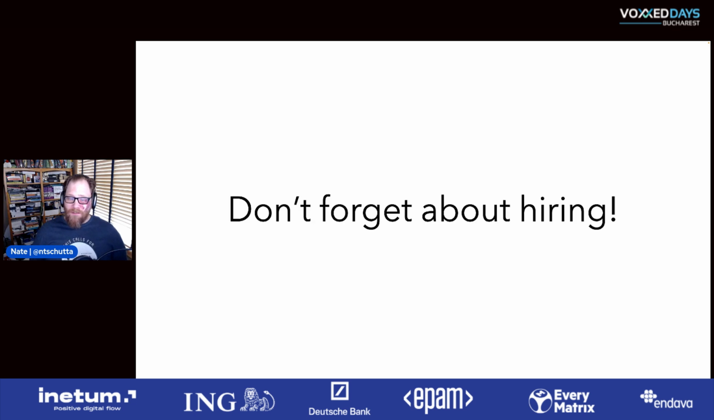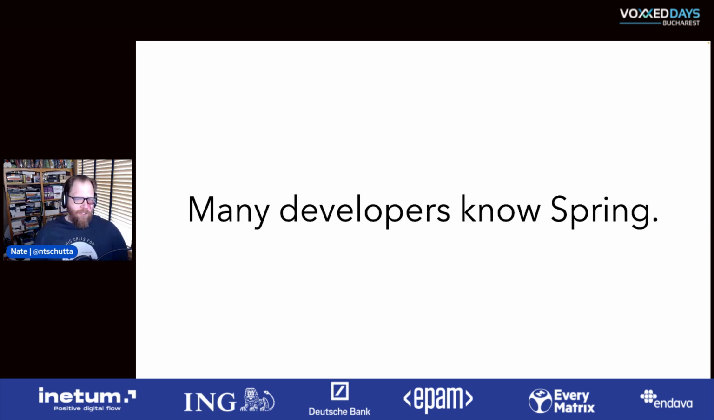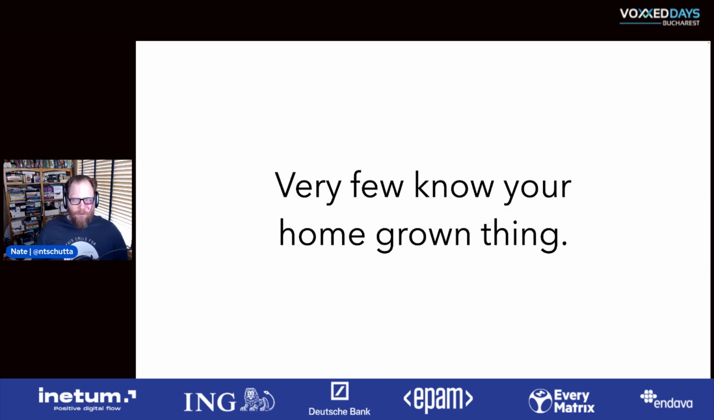We also have to think long and hard about, are we going to be able to hire for this? If I put out a job post today for people who know Spring, there's a lot of developers that are familiar with Spring. But if I put out a post for my internally developed framework, by definition, I'm not going to find anybody outside our company that knows that. So I need to keep that in mind.